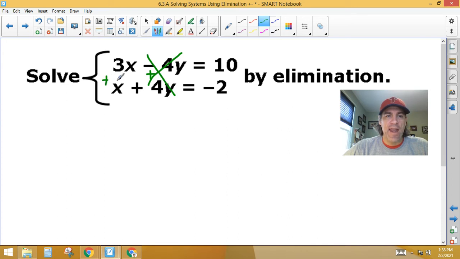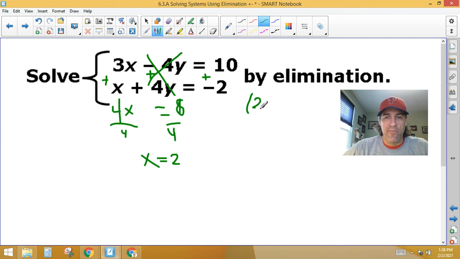But now I'm just going to add everything else. That's going to give me 3x plus x gives me 4x equals 8. Because 10 plus -2 is 8. I almost said 12. It's not. I'm then going to divide by 4, and I get x to be 2.